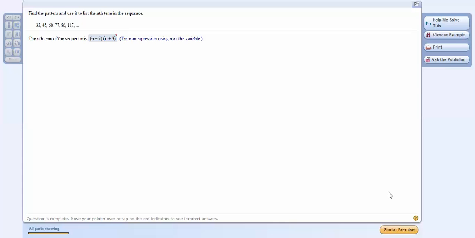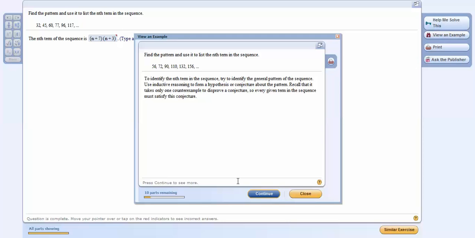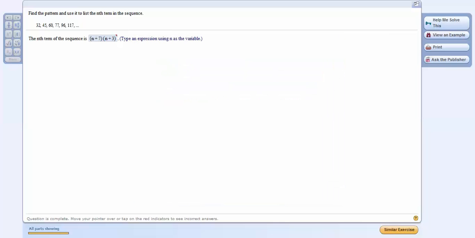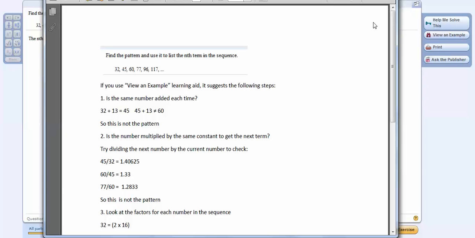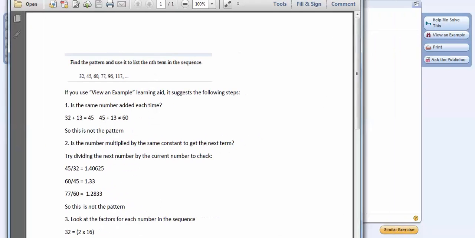I had a question about how to work this problem from lesson 1.15. The first thing I want to suggest is, if you look at the View an Example, the textbook very nicely steps through all the different ways that you might solve this problem. So I'm going to suggest to you that's one thing to look at. I also made my own little handout on that particular problem, so let's take a look at my notes here.